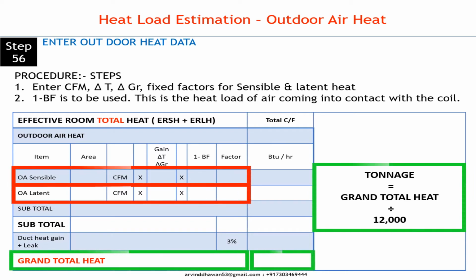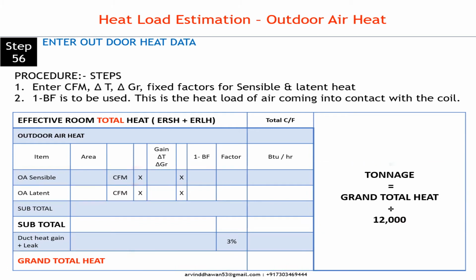1. Enter CFM, delta T, delta GR, fixed factors for sensible and latent heat. 2. 1 minus bypass factor is to be used. This is the heat load of air coming into contact with the coil. Tonnage is equal to grand total heat divided by 12,000.